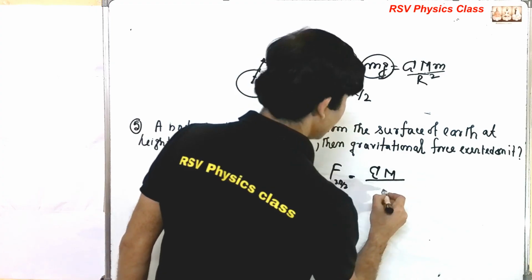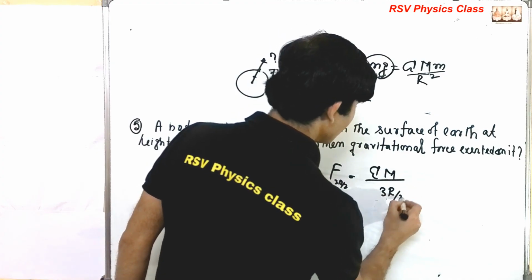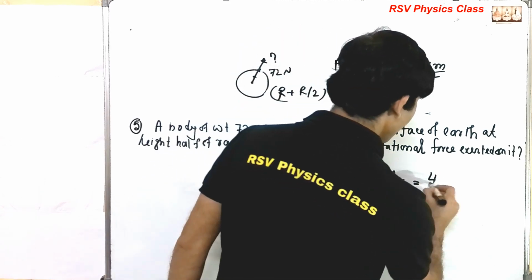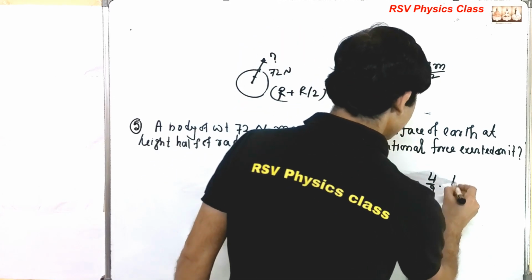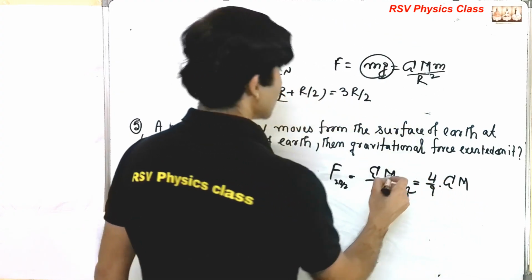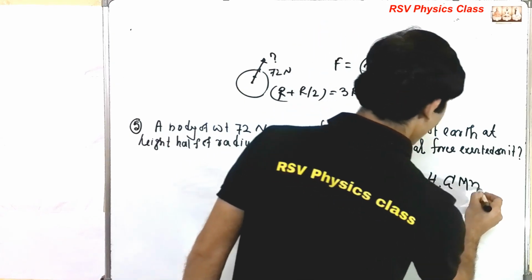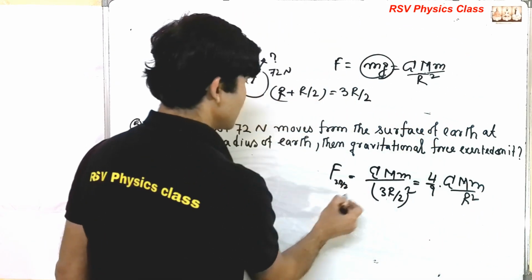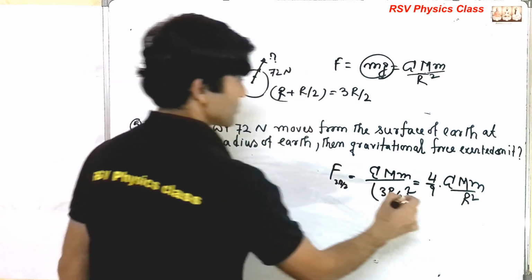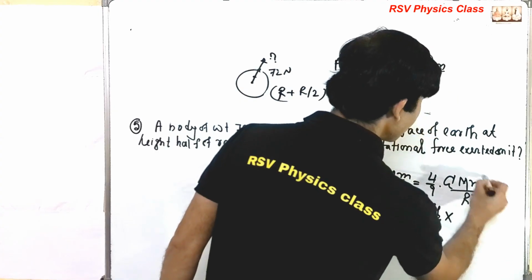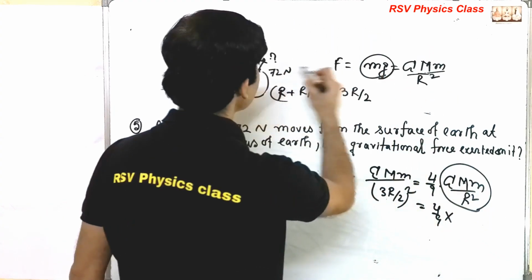Gmm over (3r by 2) square equal to how much? 4 by 9. Gmm over r square. So 3 by 2 height, meaning here, so this is how much? 4 by 9 into Gmm by r square. What was it at the surface?